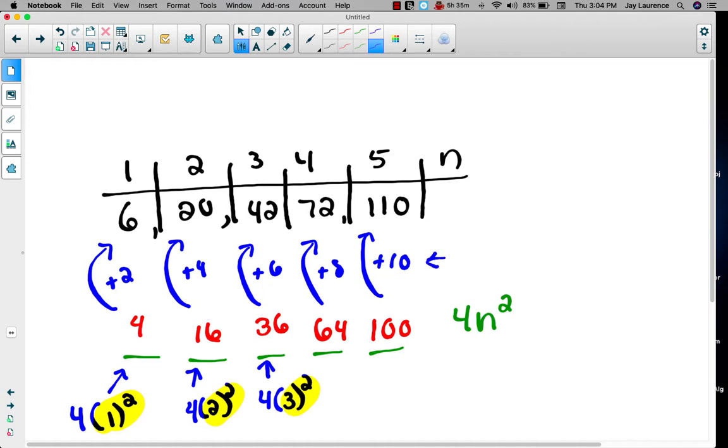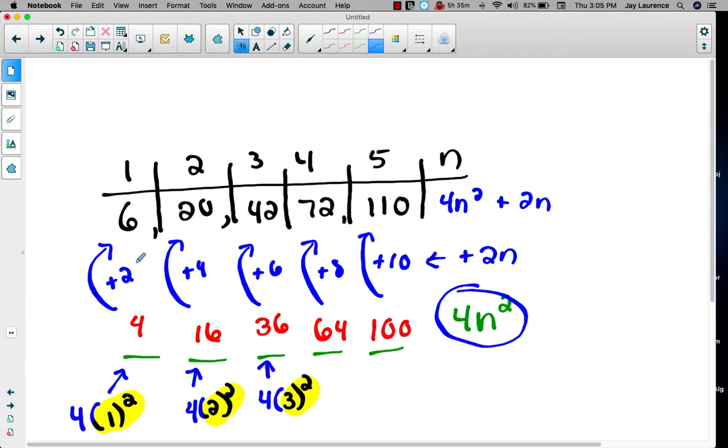This part, I have to add 2n. So my pattern is 4n squared plus 2n. Okay, hopefully you get it. The 4n squared, you know where that comes from. Now why am I adding 2n?